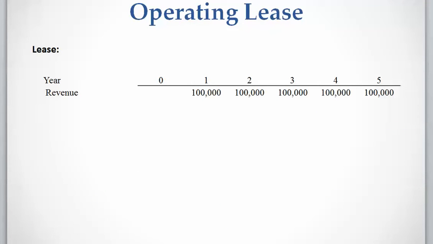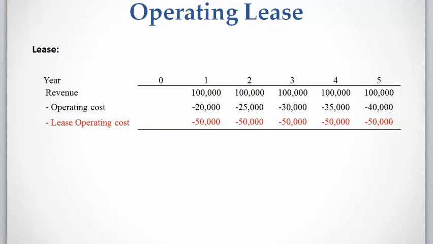Now let's see how much will be the NPV if we lease the asset. If we lease the asset, we are going to have the same revenue, $100,000 per year from year 1 to year 5, but there will be no salvage because we as the lessee don't have the ownership of the asset. The operating cost is going to be the same. We add that to the table with a negative sign.